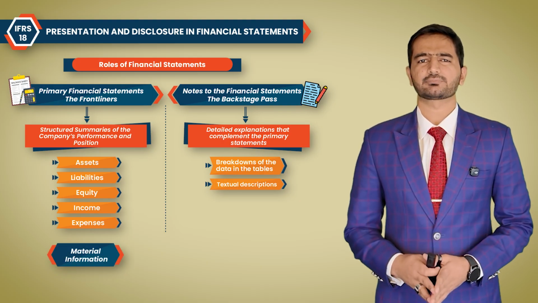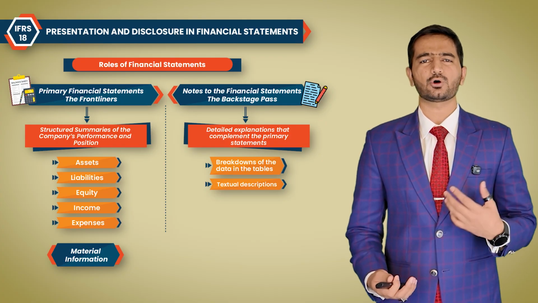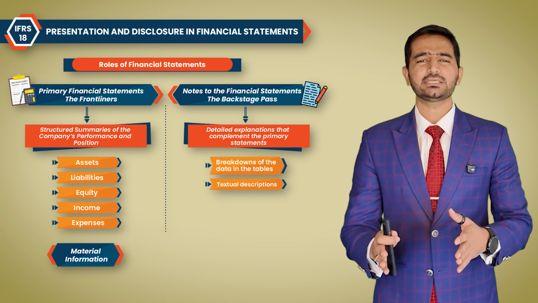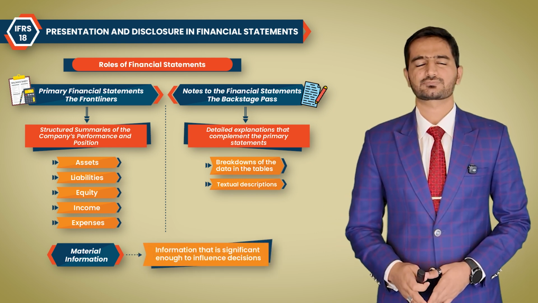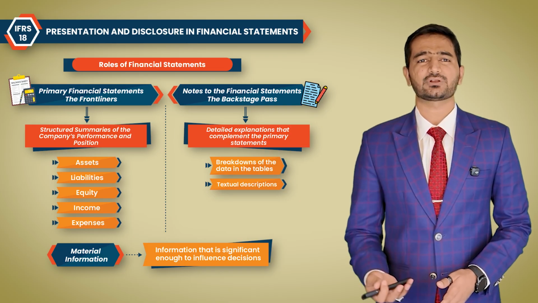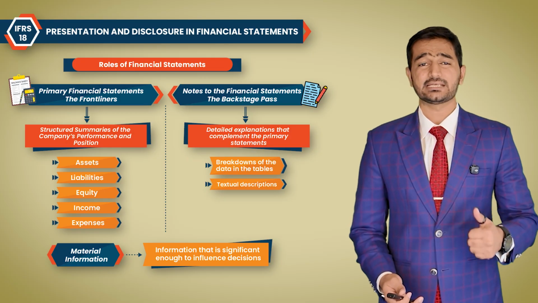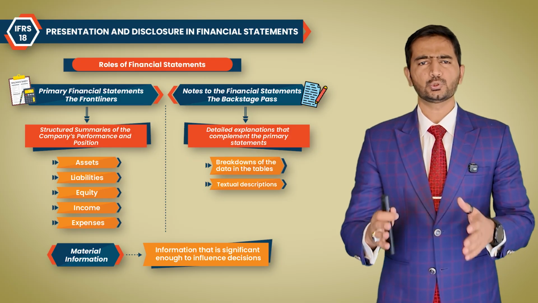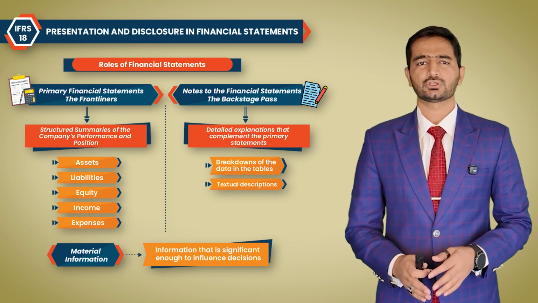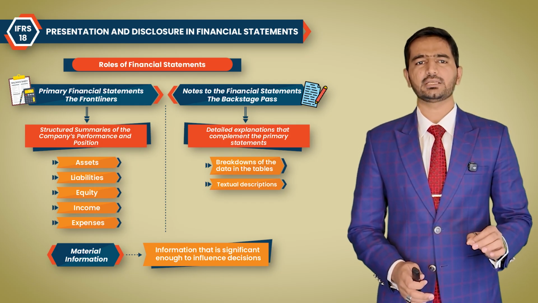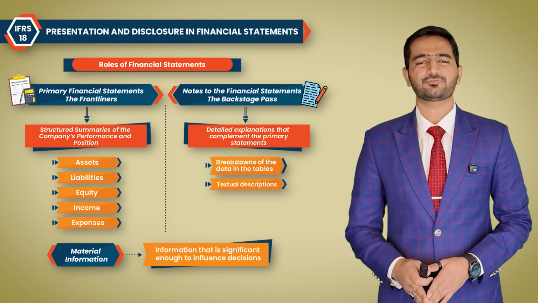Let me be very clear. Material here does not mean material as in raw material or inventory. It means information that is significant enough to influence decisions. So if there is something in your financials that could affect the decision of an investor or lender, it's material. No need to disclose everything. IFRS 18 even says you don't have to follow a requirement if the information is not material. Are we clear on that, my friends?